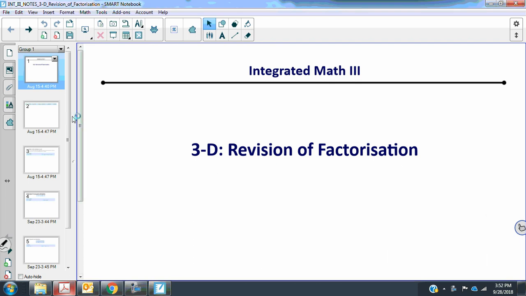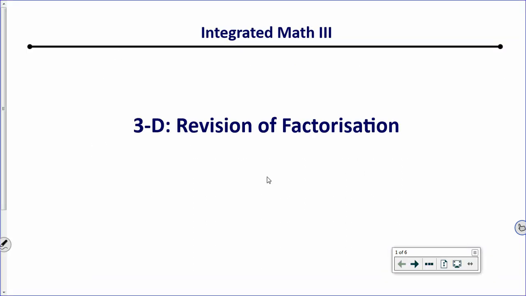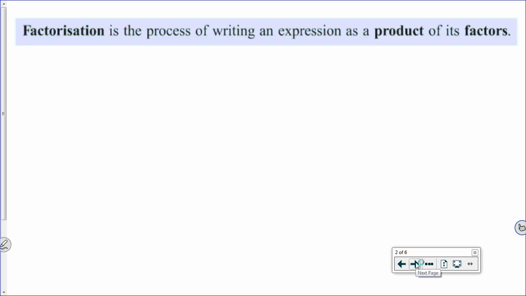In this video, I'm going to go over section D, revision of factorization, which basically just means review of factoring. I'm going to make sure we finish the notes in this video that we might not have finished together in class. So first we start with the definition of what factorization is, or what factoring is, and it's the process of writing an expression as a product.